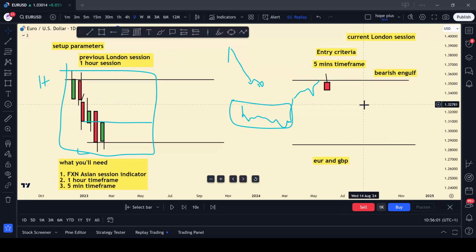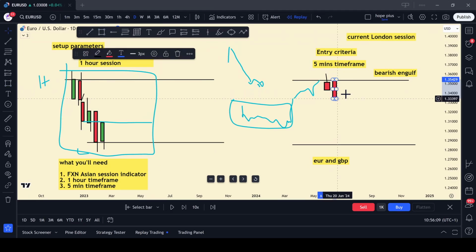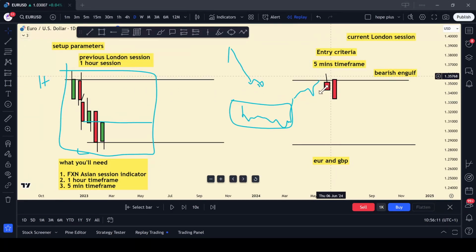Bearish engulf pattern. You want to see a bearish engulf pattern. Meaning, after this rejection, you have another one here. That engulfs this. Then you can take your entry. Stop loss above the previous candle, and then you target 2 hours. Simple as that.